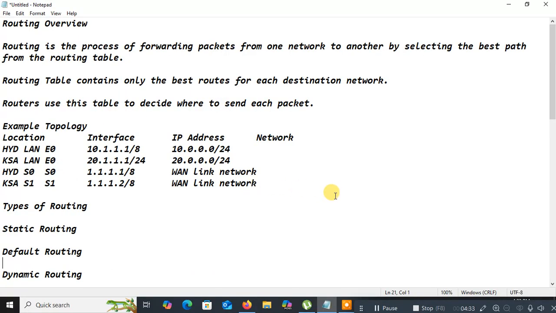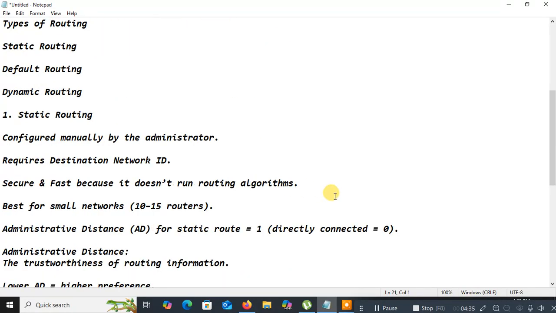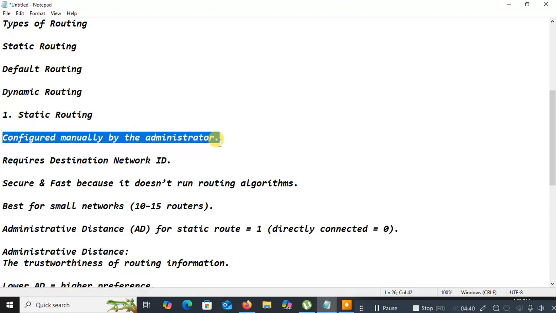We're going to learn about static routing today, and how static routing works. So what is static routing? In static routing, the route is configured manually by the administrator. It means it is totally configured by the network administrator only. Here the router doesn't decide anything. In dynamic routing, the router finds the best path, but here the network administrator gives the best path. That is known as static routing.